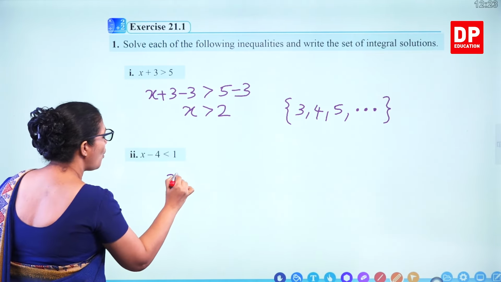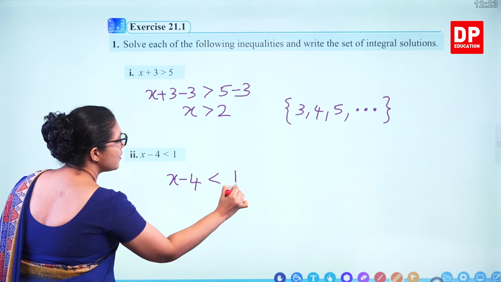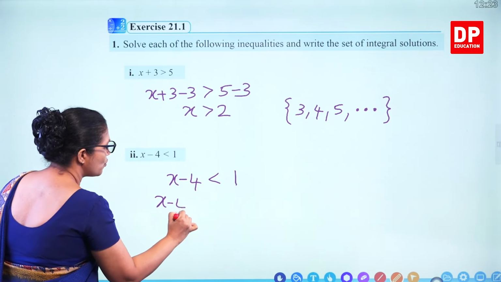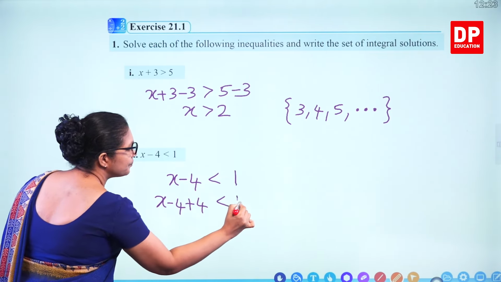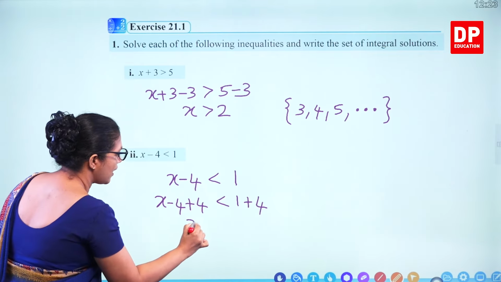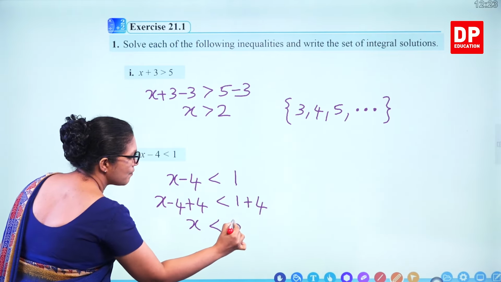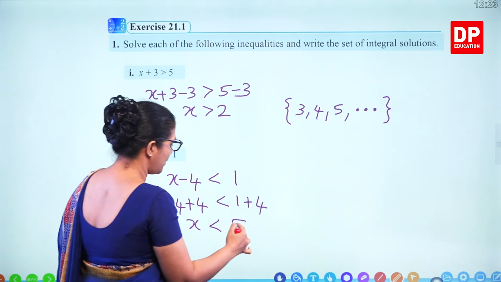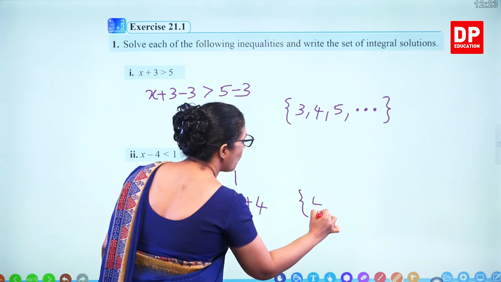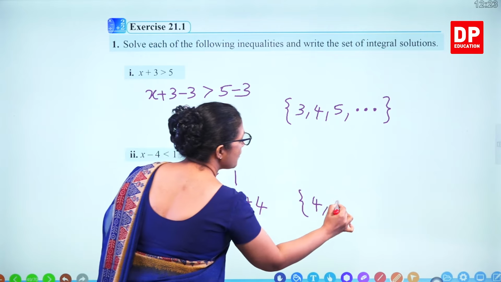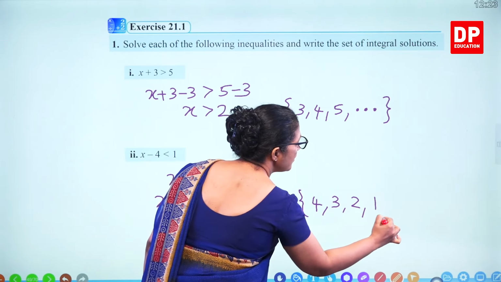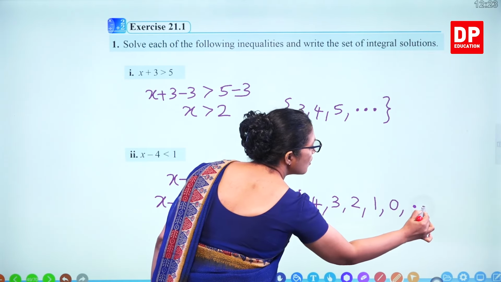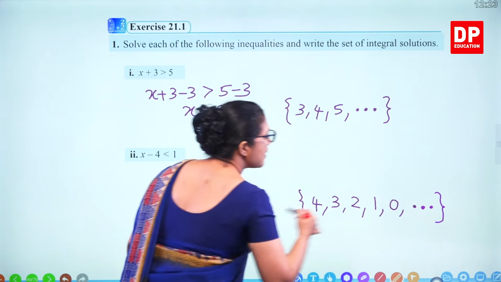X minus 4 less than 1. Add 4 to both sides. You get X is less than 5. So less than 5 means what's the maximum value? That's 4. So 4, 3, 2, 1, 0. You can write any number less than that.